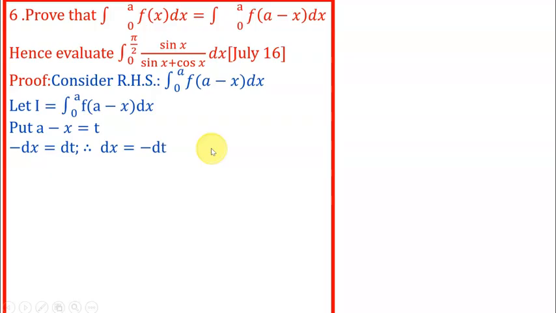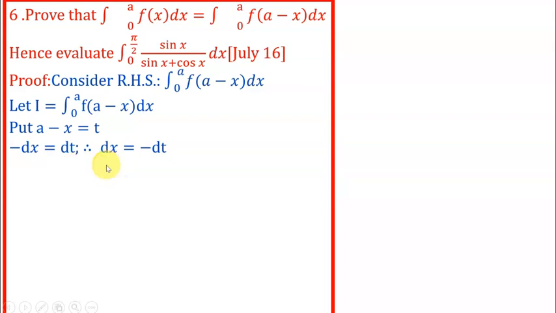Now first of all, we consider the RHS of this proof. Consider the RHS, that is, the integral from 0 to a of f of a minus x dx. Now put a minus x is equal to t. Therefore, after differentiation, the derivative of a is 0, of x is minus dx, and the derivative of t is dt.